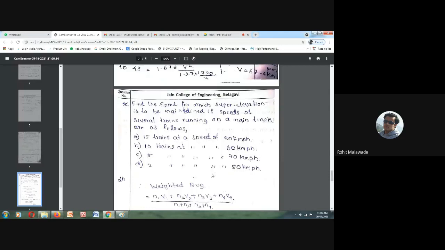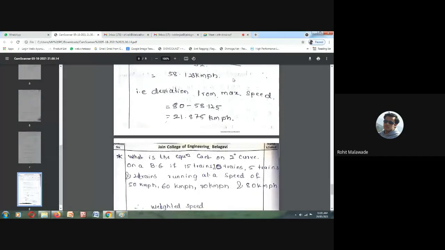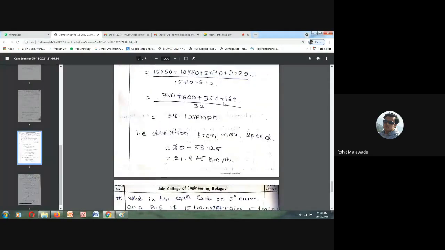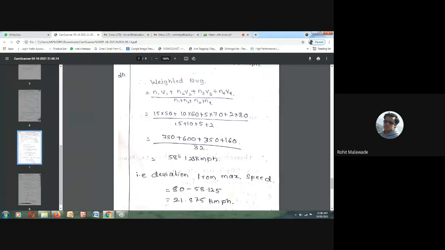So what is the difference from the maximum speed? The maximum speed is 80 kmph and the average speed is 58.125, so the difference is 21.875. So I have found the weighted average. They are interested in finding the weighted average speed that is going to occur on the track. Is it clear?